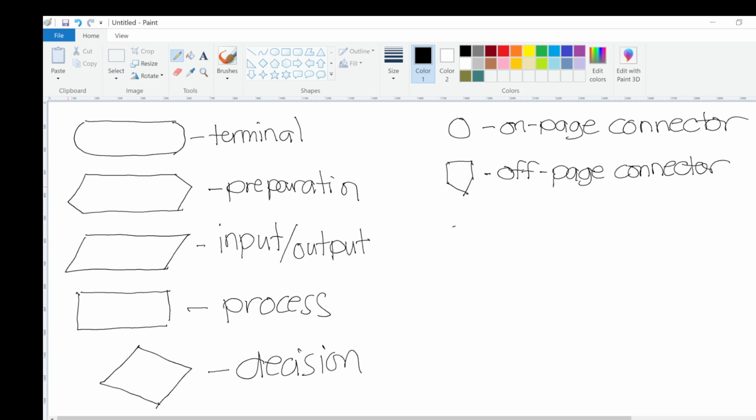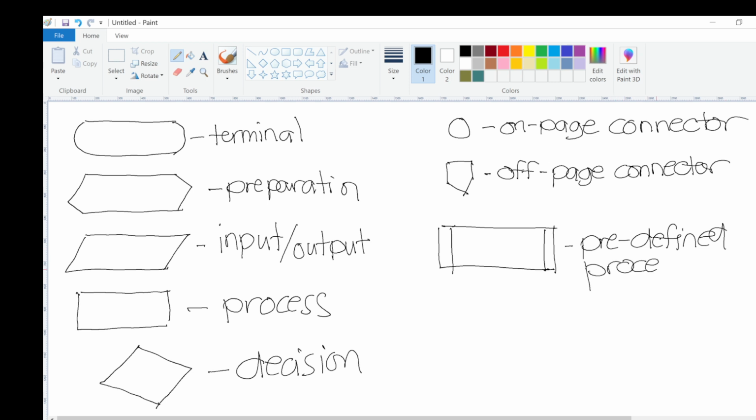Then we have the predefined process symbol. The predefined process symbol, also known as a subprocess, represents a set of steps that are grouped together and used multiple times. Instead of drawing the same steps repeatedly, we use this symbol to refer to them.